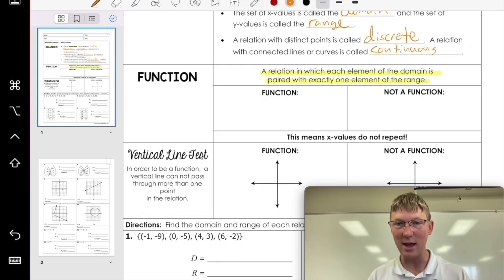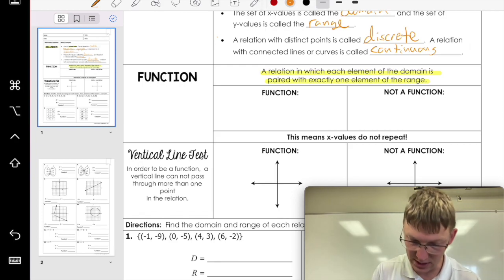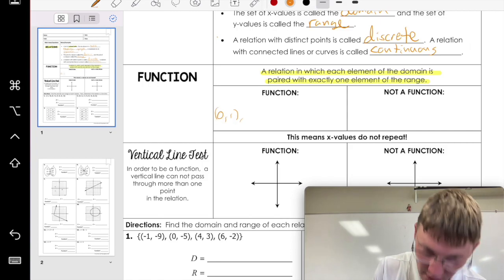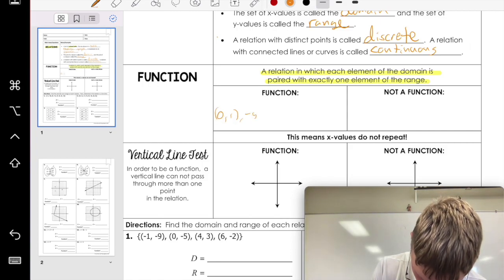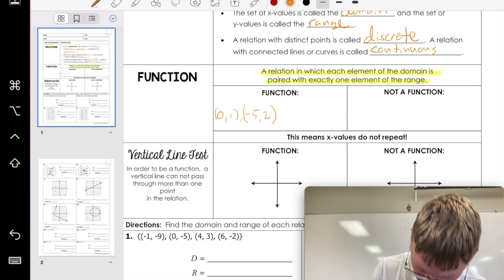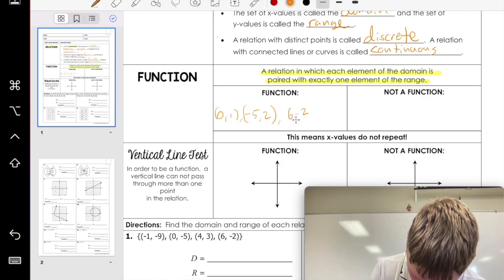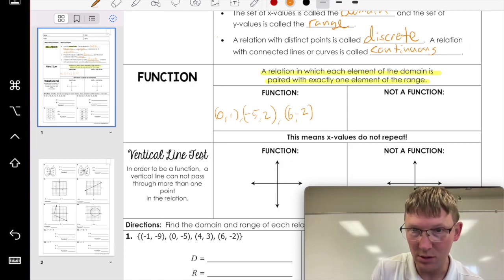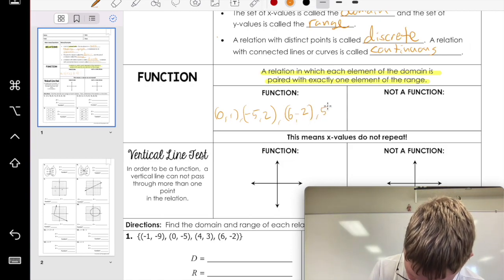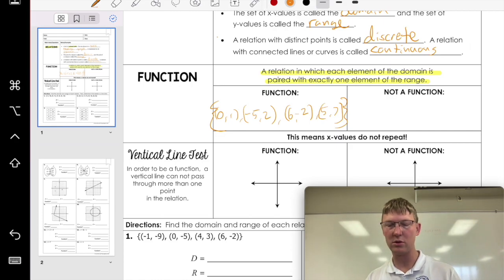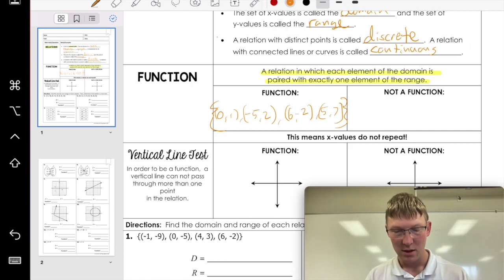For example, if I were to just give you some points, we could say (0, 1), (-5, 2), (6, -2), (5, 7), and we'll put in our little squiggly brackets, since this is a set. So that is an example of a function.